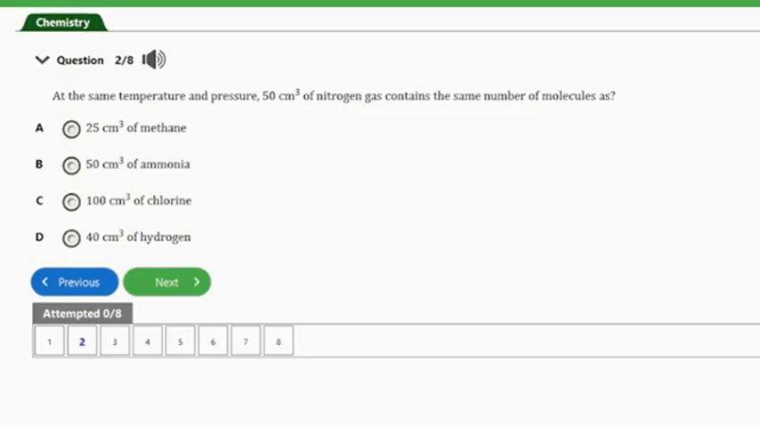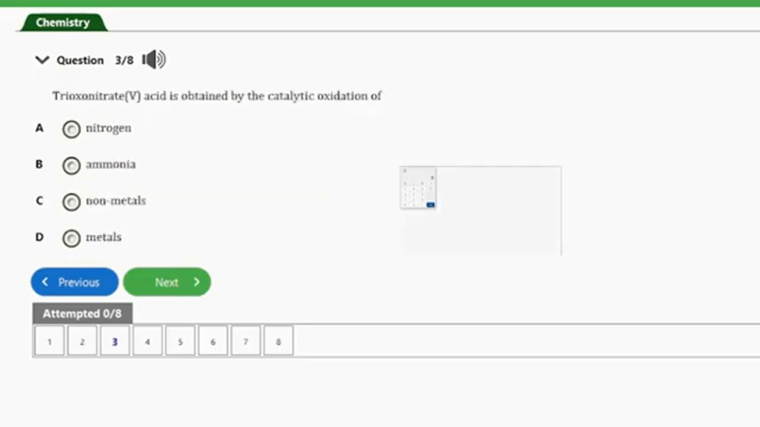Actually, according to the Avogadro's law, equal volumes of all gases at the same temperature and pressure have the same number of molecules. Therefore, 50 cm cube of nitrogen gas will contain the same number of molecules as 50 cm cube of ammonia at the same temperature and pressure. So let's consider the next question. That's question number 3 here.